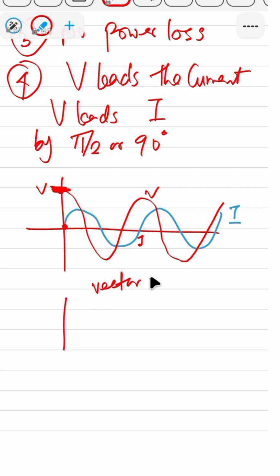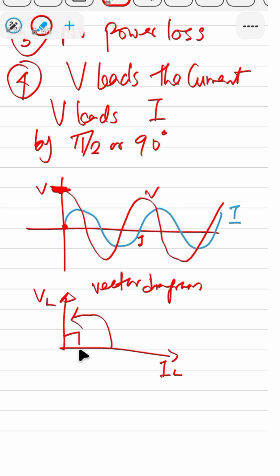So since the voltage is leading, when you draw the vector diagram, this is the vector diagram for inductor circuits. Please note this diagram. Hope you are following. Since the voltage is leading, not lagging, the arrow points up. This will be VL, the voltage across the inductor, and this one will be IL. You understand? So draw the arrow towards V, then put the angle 90 degrees or pi over 2. Pi over 2 is the same thing as 90 degrees.